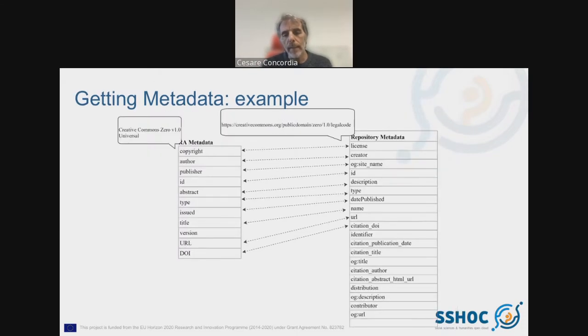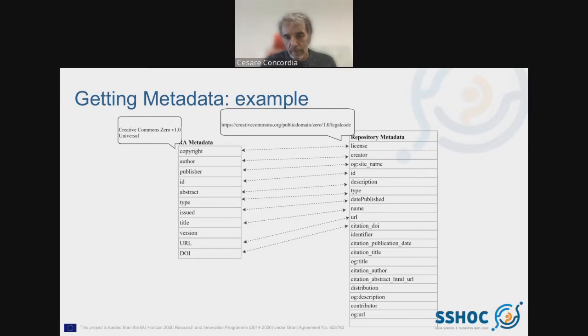And even when the entity referred to is the same, for instance license and copyright for the same data set, we can have different values. In this case, we have the URL to the license legal code, and in another, we have the name of the license.